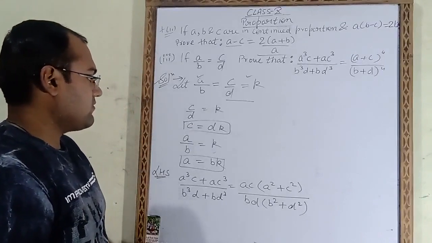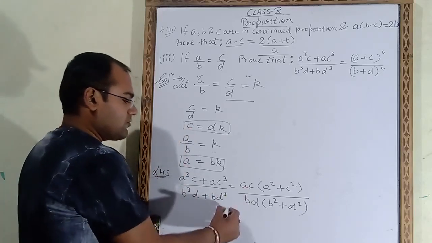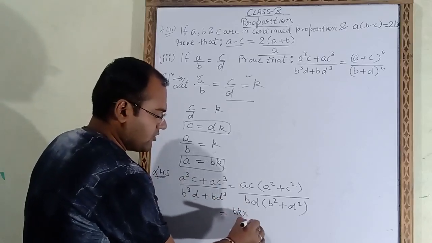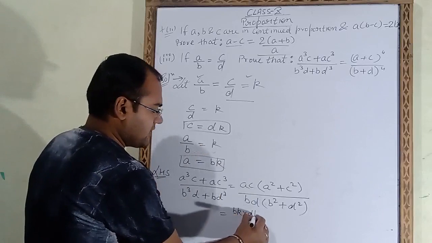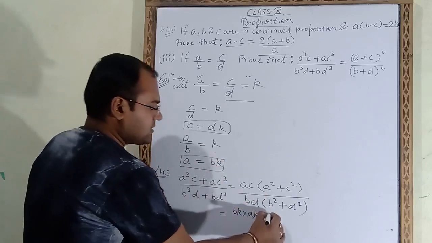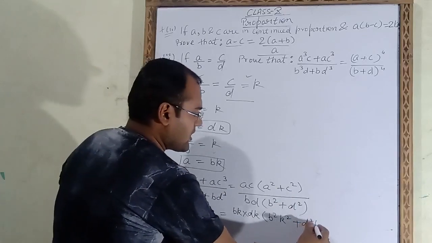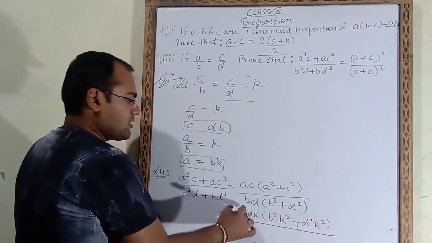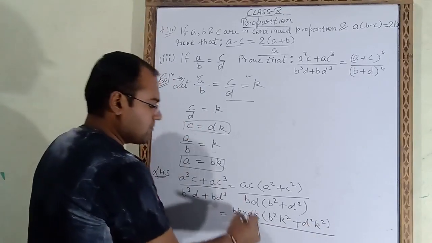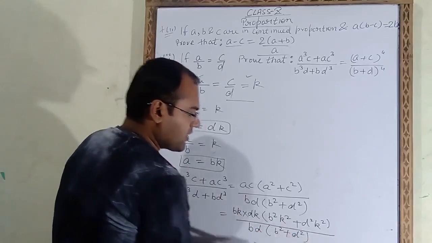Now next, we have to put the values of A and C. When we will put here value of A and C, A answer is BK, so here we will put BK into C answer. C answer is DK bracket A square. A square means B square K square plus C square means D square K square upon BD. B answer we had not found. We had found the answer of A and C. So B and D we have to write as it is. B square plus D square also we have to write as it is.